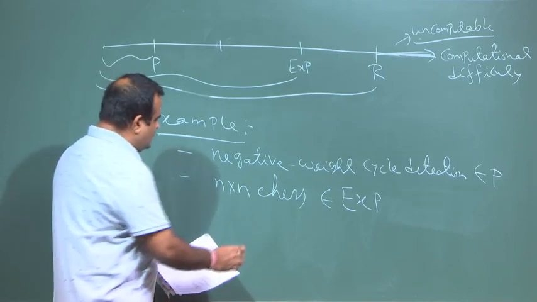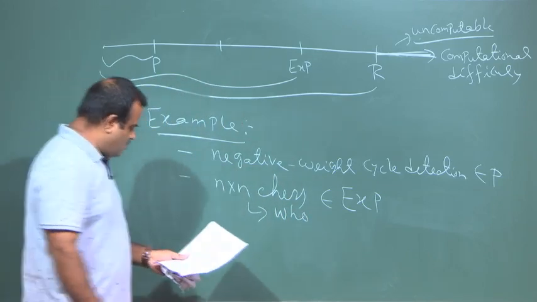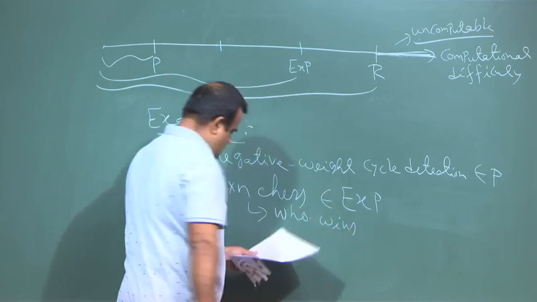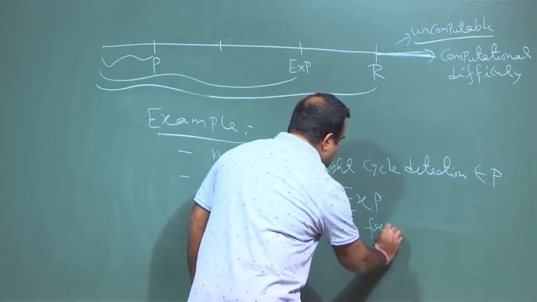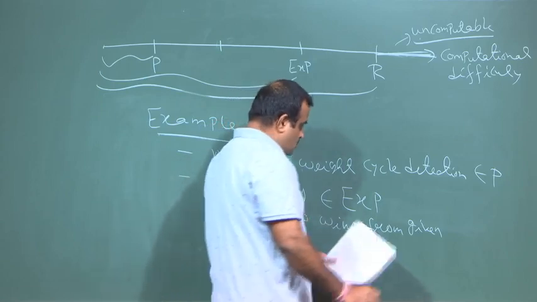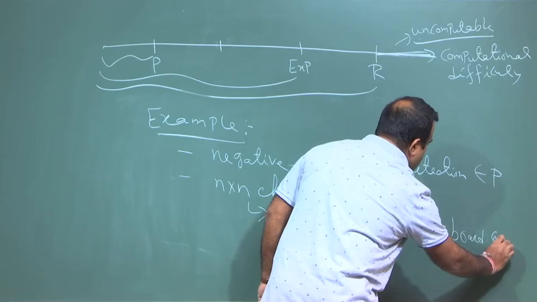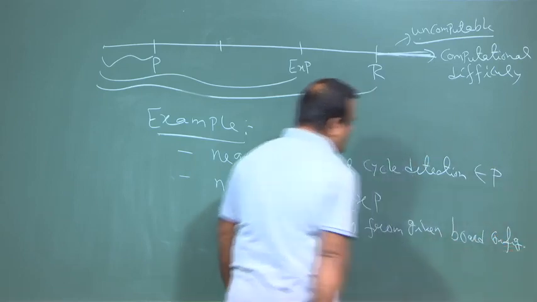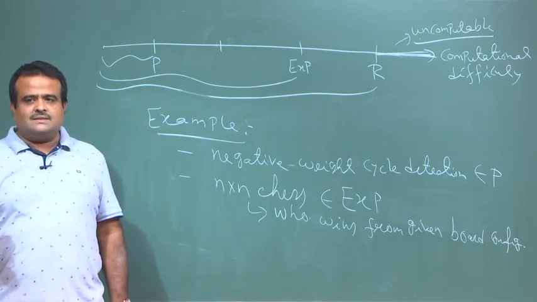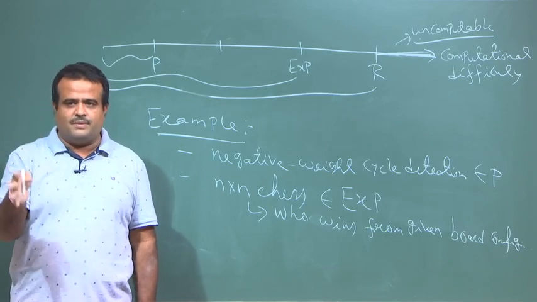So, the problem is: who wins, white or black, from a given chessboard configuration. We are given a position of the board. Now, we want to decide whether white wins or not. This is the problem.